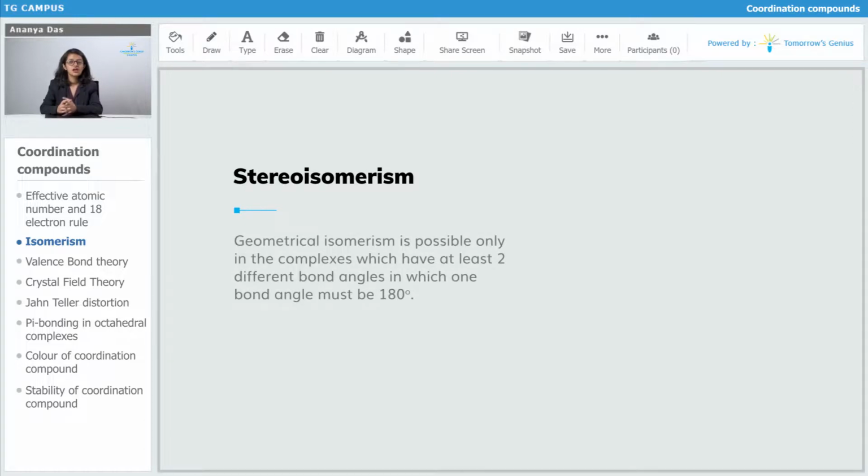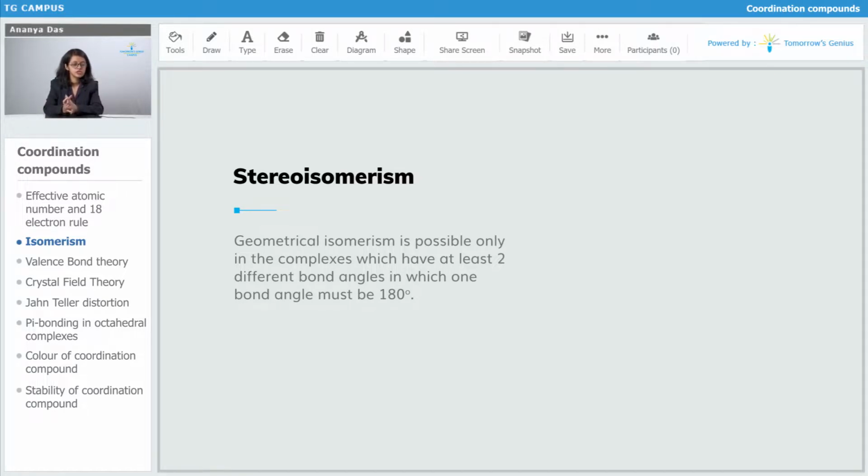Okay, so now we have a kind of set of rules. You cannot say it's actually a set of rules, it's actually a set of facts. Okay, so from these you will know whether a complex is going to show geometrical isomerism or optical isomerism, or whether a complex is not going to show geometrical isomerism and optical isomerism, based upon the structure of the complex and based upon the hybridization of the complex.